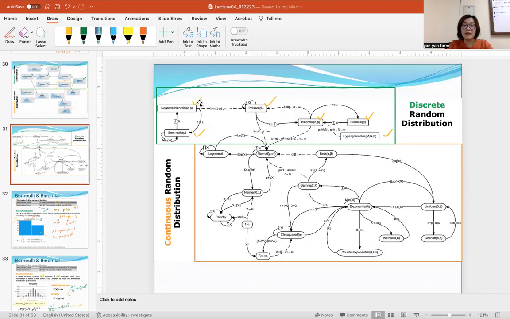Among these, 1, 2, 3, 4, 5, 6, six of them are the most popular families for discrete random distributions. Of course, there are others for special cases, but for your standard, we're going to learn only these six of them.